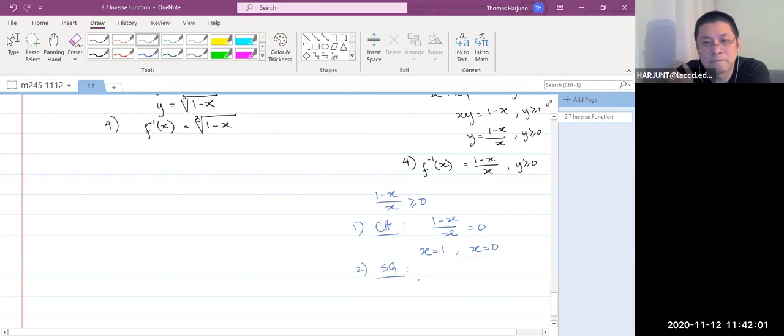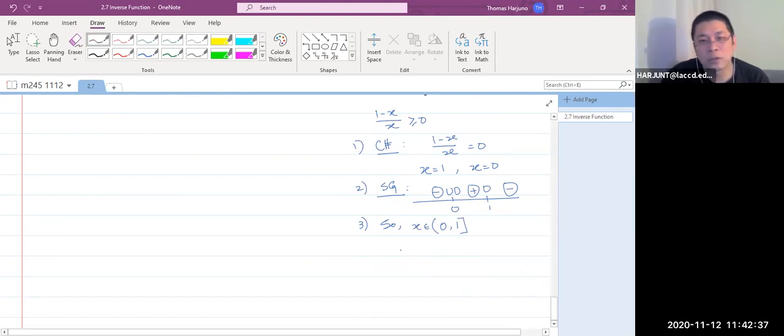Step 2, sign graph. 0 and 1, undefined at 0, 0 at 1, and the sign graph will be negative, positive, negative. And finally, you do the solution. So the x will be between 0 to 1. Right? Go back to that step 4. So step 4, the inverse function of x is (1 minus x) over x for x between 0, not including 0, up to 1, including 1.